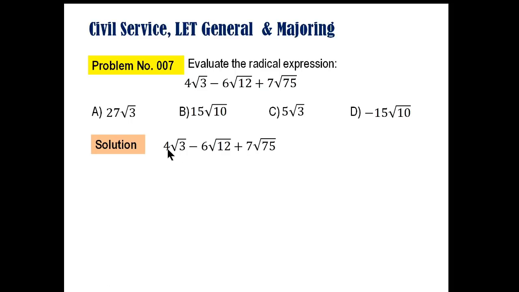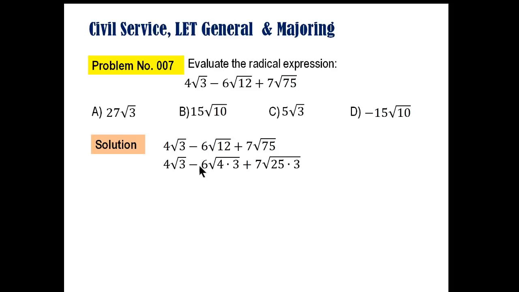Notice that 4 square root of 3 is already simplified. Minus 6 square root of 12. So 12, we're going to factor out such that one factor is the greatest perfect square. So that's 4 and 3, right? Plus 7 the square root of 75. For 75, can you give me the greatest factor that is a perfect square? So that's 25 times 3.